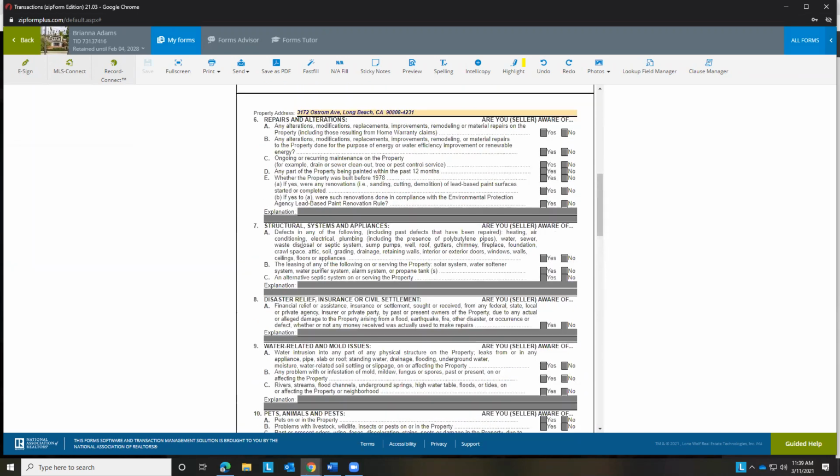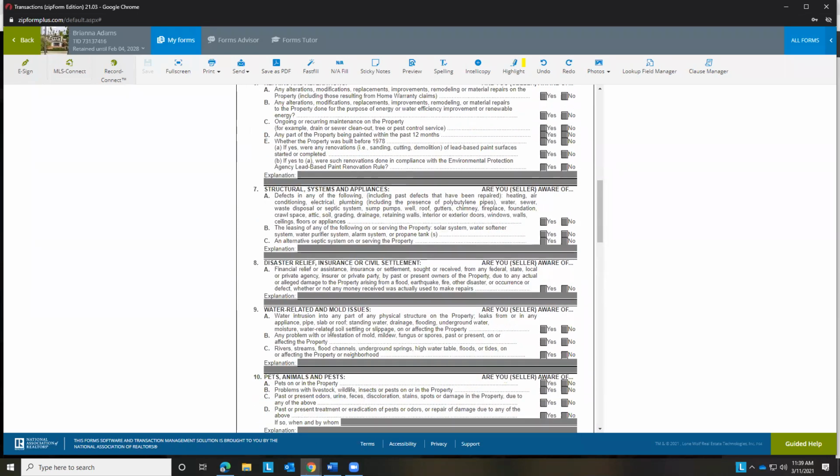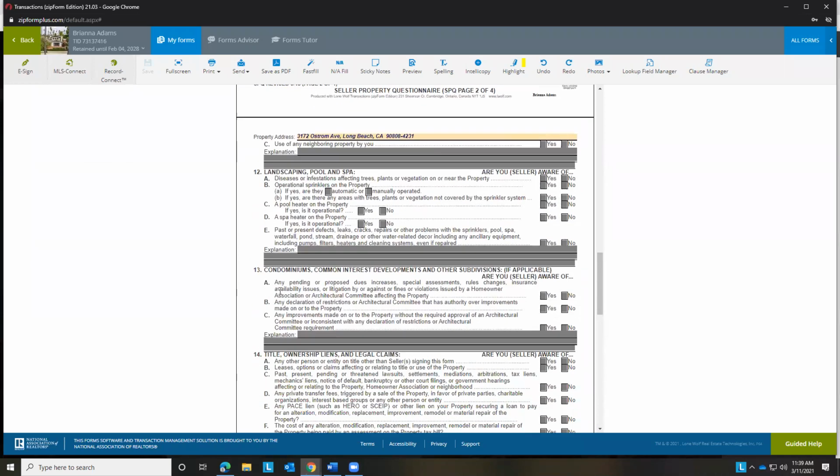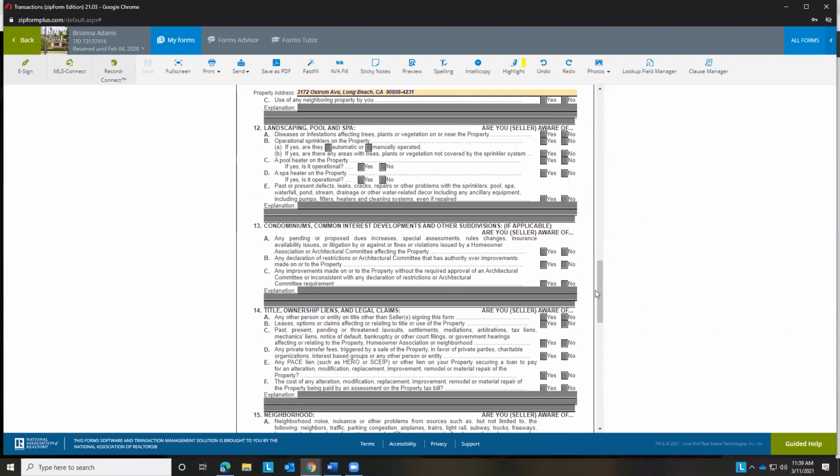I've said it before. If it is a condo, this section 13, there's going to be one of these that's a yes. So if you're selling a condo, make sure you look at this disclosure and see if it says at least one yes in here. The first one is about dues increases or special assessments. That absolutely could be a no. But any declaration of restrictions or architectural committee that has authority over improvements made on the property, 90% of the time, that's a yes answer.